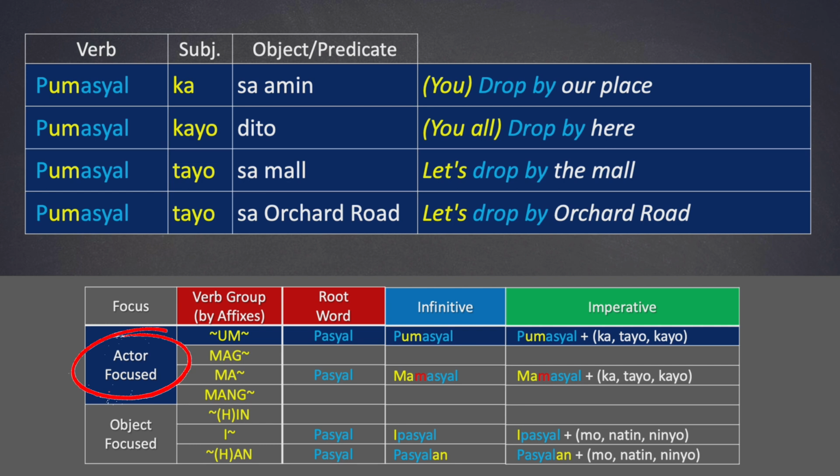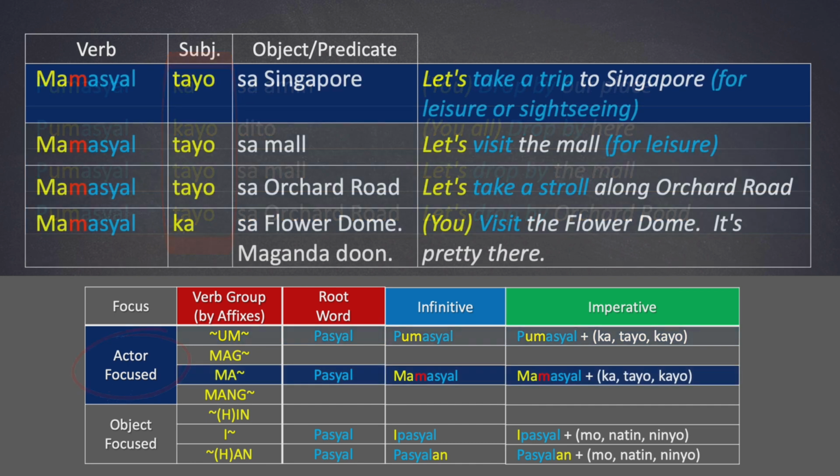Pumasyal is an actor-focused verb. As such, it emphasizes the actor or the doer of the action and no one else. The context here is to do a quick trip to the location mentioned. If your intention is to go and spend more time on leisure, then we use the next verb.